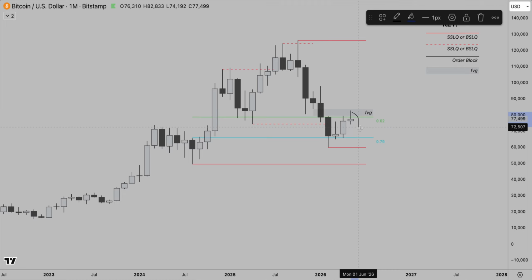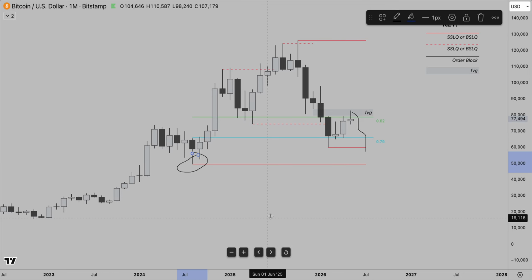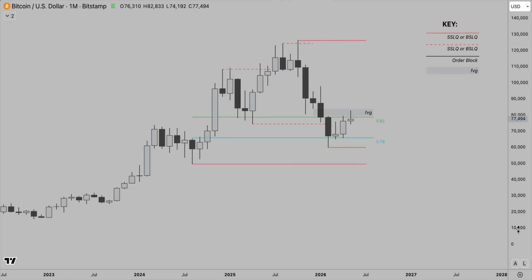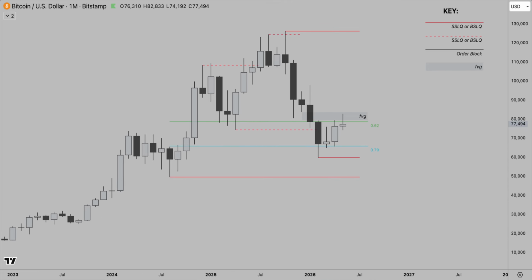The possibility of us moving back down and coming to grab the liquidity that's resting here and also the liquidity that's resting down here. Now, if we take this a bit deeper, where has price actually come into when we tapped into this fair value gap?